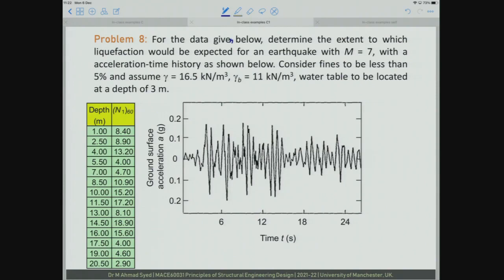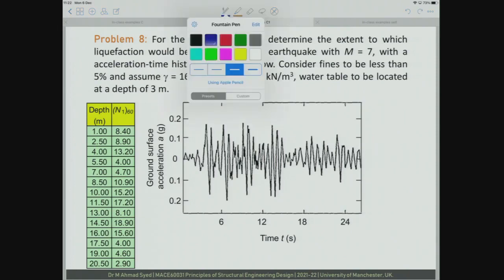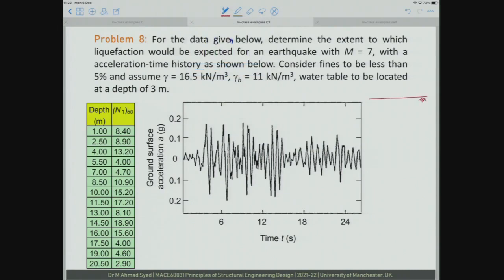Okay? So let us try to draw a soil profile. I have this soil profile maybe in a different color. This is my ground surface, and this is my groundwater table, and the groundwater table is at 3 meters. Now the first depth is 1 meter, the second is 2.5, the third is 4 meters, and so on. So these are Z.